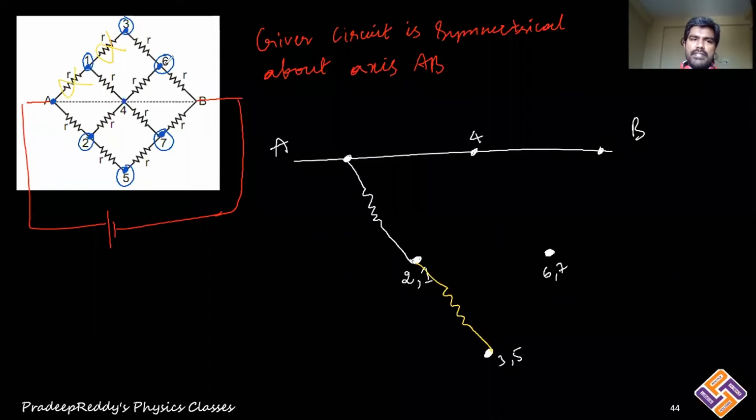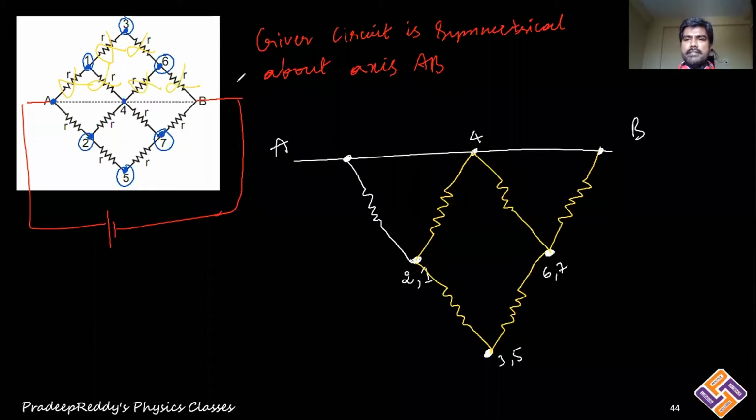Next, from 3 to 6, we have one resistor. From 3 to 6, you need to draw one resistor. That is completed. From 6 to B, you have one resistor. Next, from 1 to 4, one resistor. This is completed. Next, from 4 to 6, we have one resistor. See, in the upper portion we have 6 resistors in total: 1, 2, 3, 4, 5, 6.